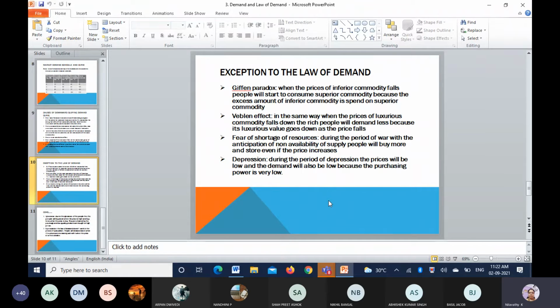So this is what has been explained by Giffen. Again, here also you can see that the law of demand doesn't work. So that's why these two points are called exceptions to the law of demand.